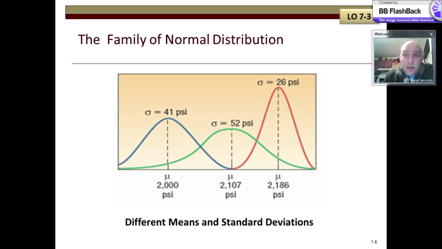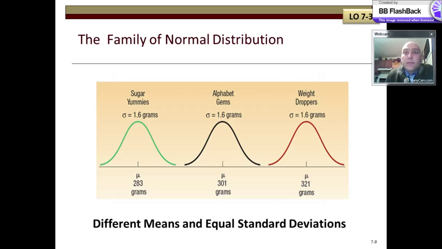You can see across the bottom, these three curves have different means. By their shapes, you can tell they have different standard deviations, but their position is determined by the mean. Or we can hold that shape constant and have them all have the same standard deviation, where the only thing that differs between them is their means, which determines their positions.